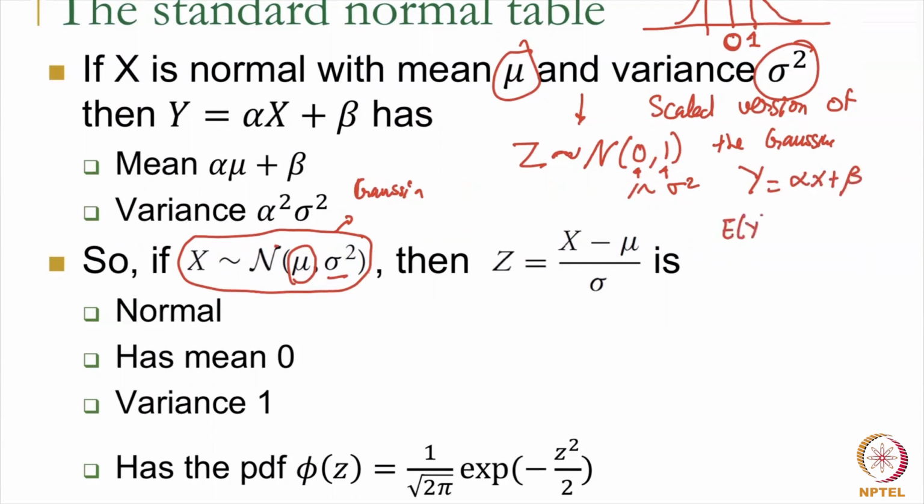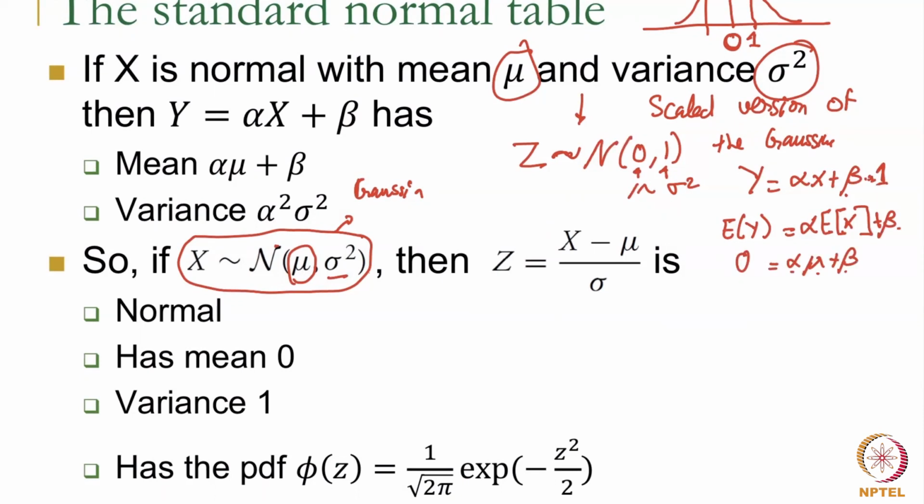Then the expectation of Y is going to be, by linearity, alpha times the expectation of X plus beta times the expectation of a constant. There is no random variable there, so that expectation is simply 1, scaled by beta. So the expectation of Y is alpha times the expectation of X plus beta. Let's say we want the expectation of Y to be 0, and the expectation of X is mu. So this gives us alpha mu plus beta has to be 0.